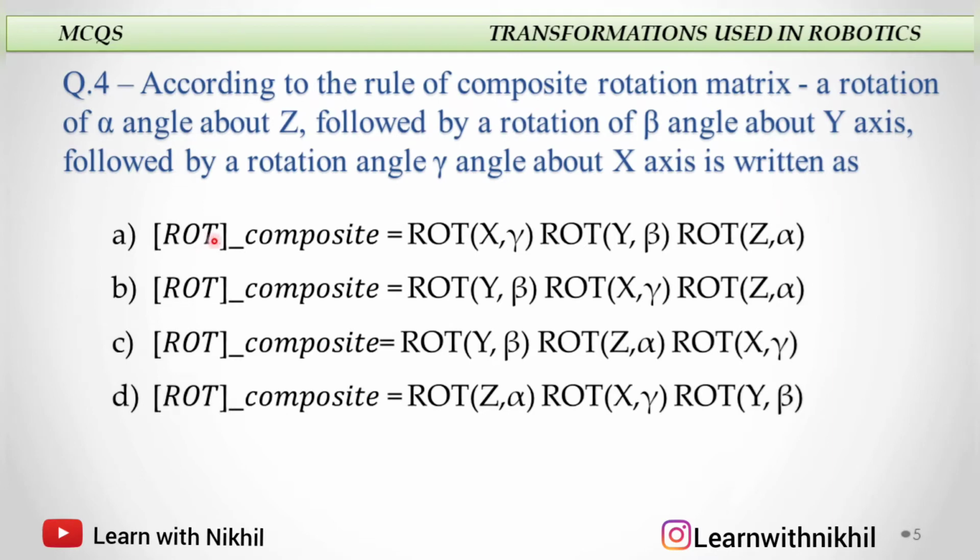So the rule of rotation of composite matrix is that this is the sequence given in the question, that alpha about z axis, beta about y, and gamma about x axis. So you have to write the composite matrix in opposite sequence. So first will come gamma about x axis, then beta about y axis, and alpha about z axis. So according to this is the right statement. So your answer is 1.